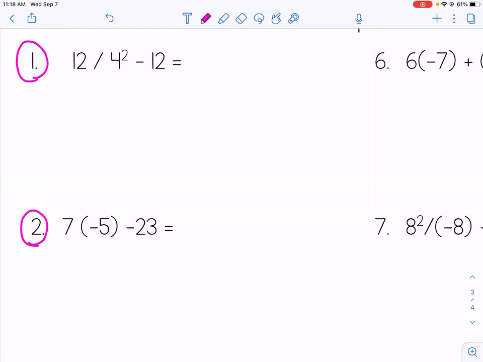Ooh, what does that mean? I bet Trent is not the only one with this question. What does this slash mean right here? This means division. So if you want to say 12 divided by 4 squared minus 12, that would be okay.